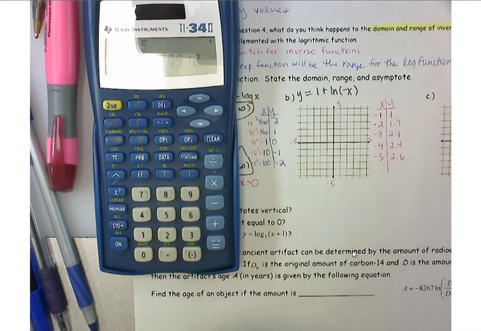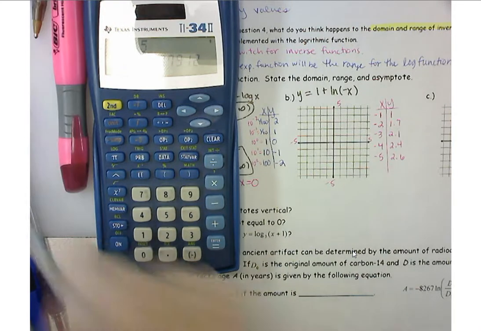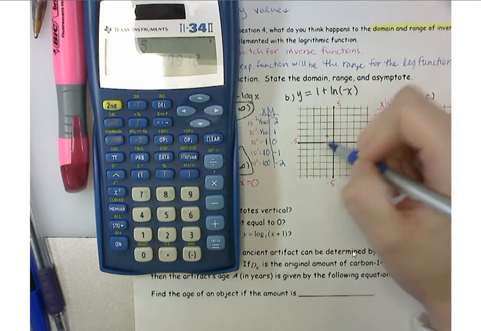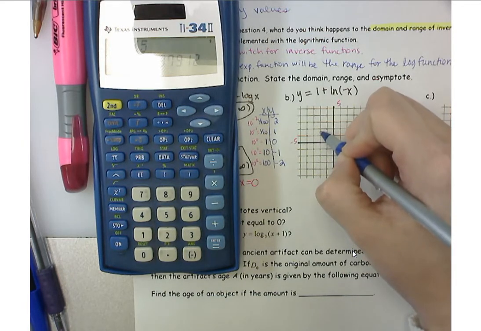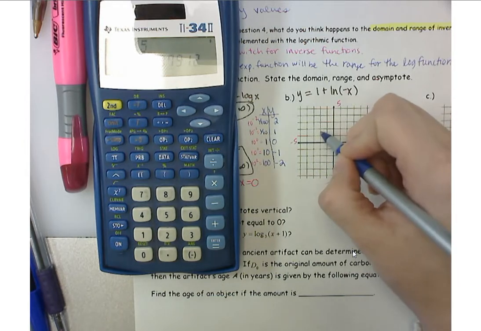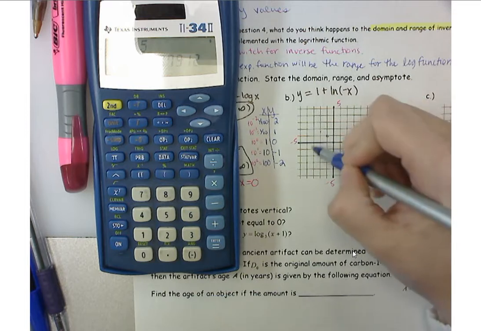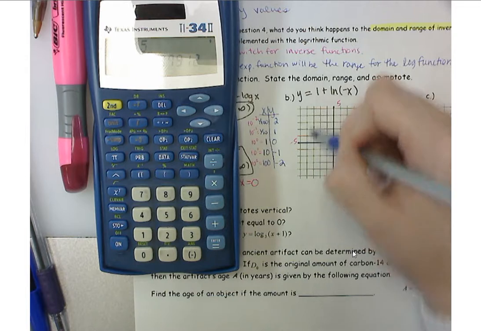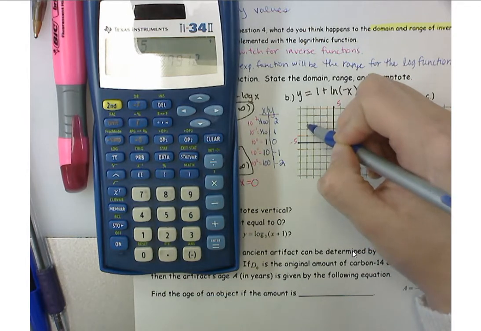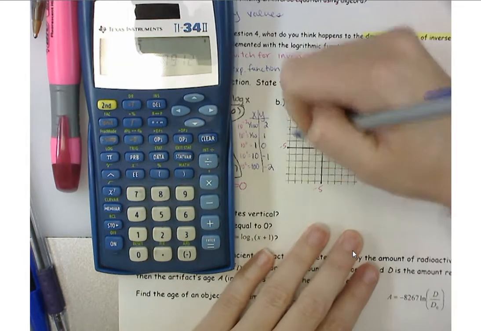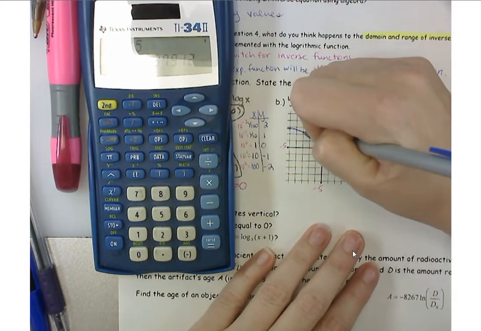Alright, so at negative 1, I'm at 1. At negative 2, I'm at 1.7. At negative 3, I'm at 2.1. At negative 4, I'm at 2.4. Negative 5, I'm at 2.6. Okay, so this curve. Now it might be helpful for me to see what happens in between those two.